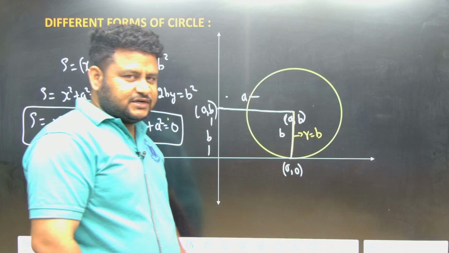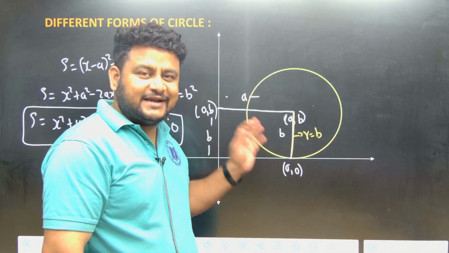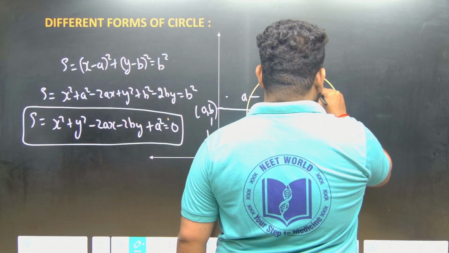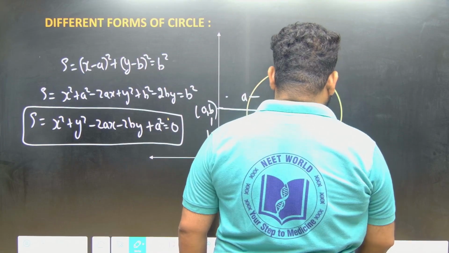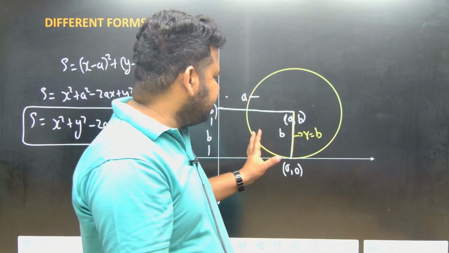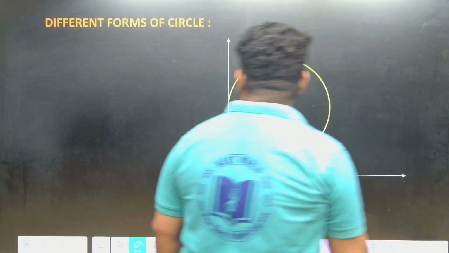Clear, friends? So, when it is touching the x axis, the y coordinate of the center will be the radius. Touching the x axis, the y coordinate of the center will be the radius. Now let us go to touching the y axis.